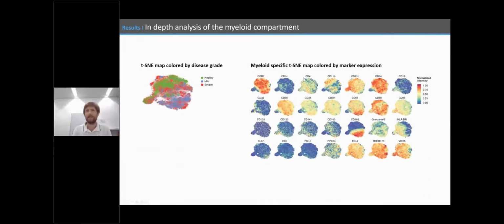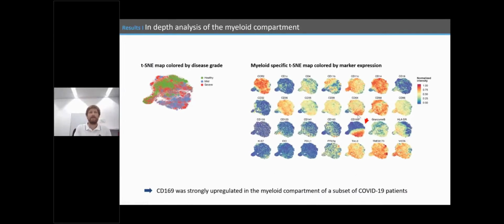Now here to the right, the t-SNE map colored by the myeloid specific markers, again from blue lowest to red highest, normalized intensity. And then it was striking to see that CD169 showed a very strong relationship to the region where we had the cells derived from samples of patients with mild and severe disease, and also other markers such as CD64 in fact showed some relationship to the disease state. And this clearly showed us that CD169 was strongly upregulated in the myeloid compartment in a subset of COVID-19 patients.